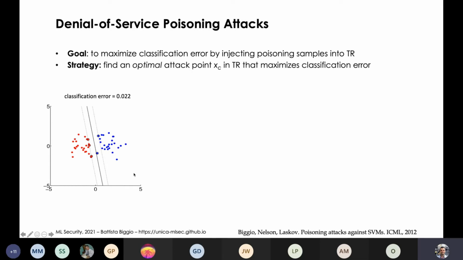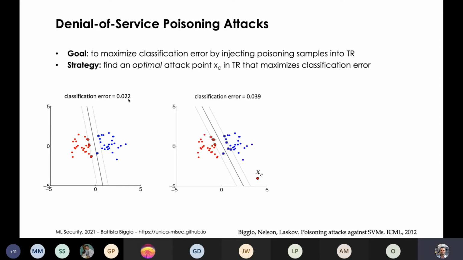So it's not the error that I have on these points, but the error that I have on a separate set of points sampled from the same distribution, which here is just two Gaussians. Okay, so that's the setup. This number is evaluated on a different bunch of points. Then the question is where I should put my attack point to maximize this error.